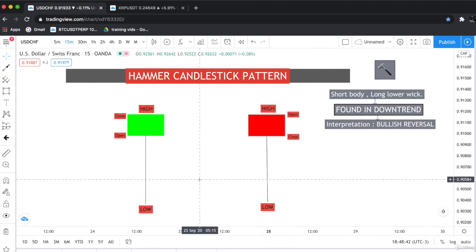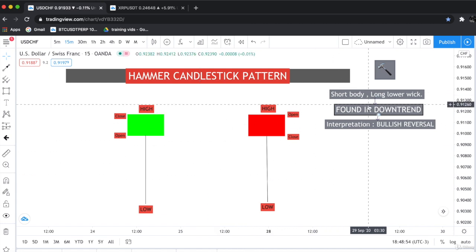The hammer candlestick pattern is a bullish reversal pattern, which means if this is formed after a downtrend, there is a chance of trend reversal. The price will rally upwards. The hammer candlestick pattern is only found in a downtrend.